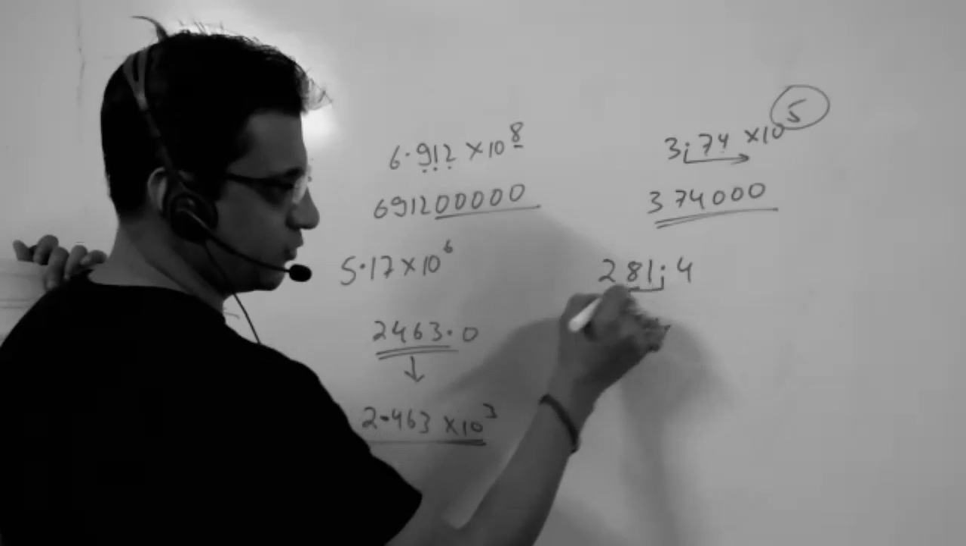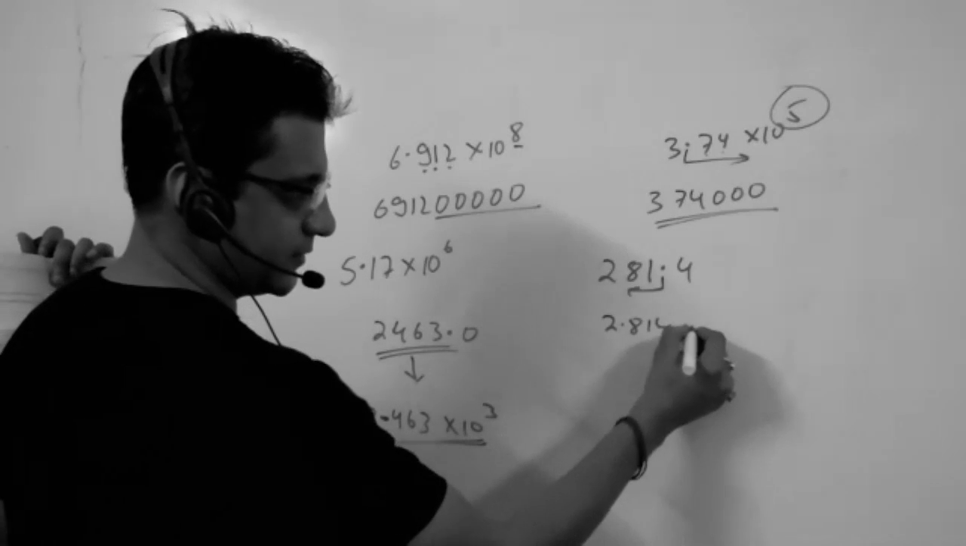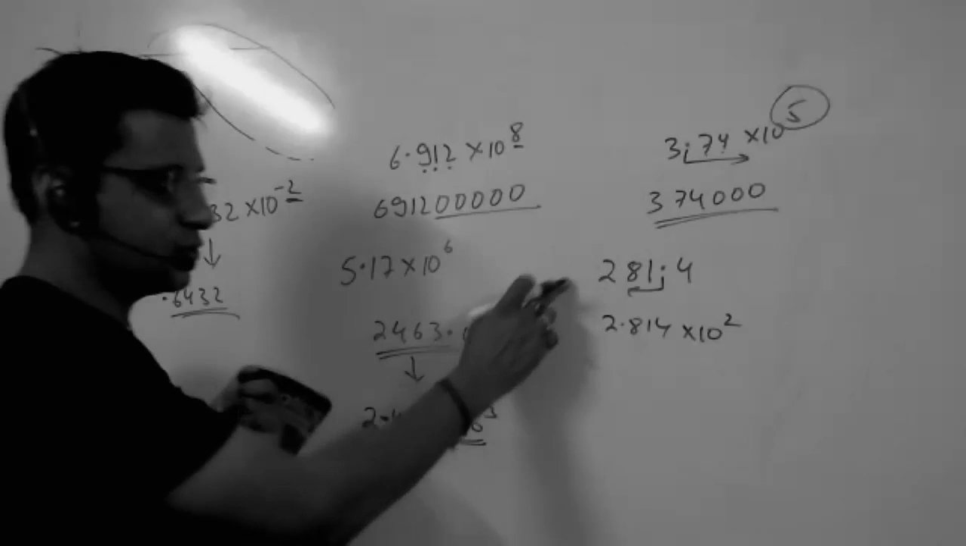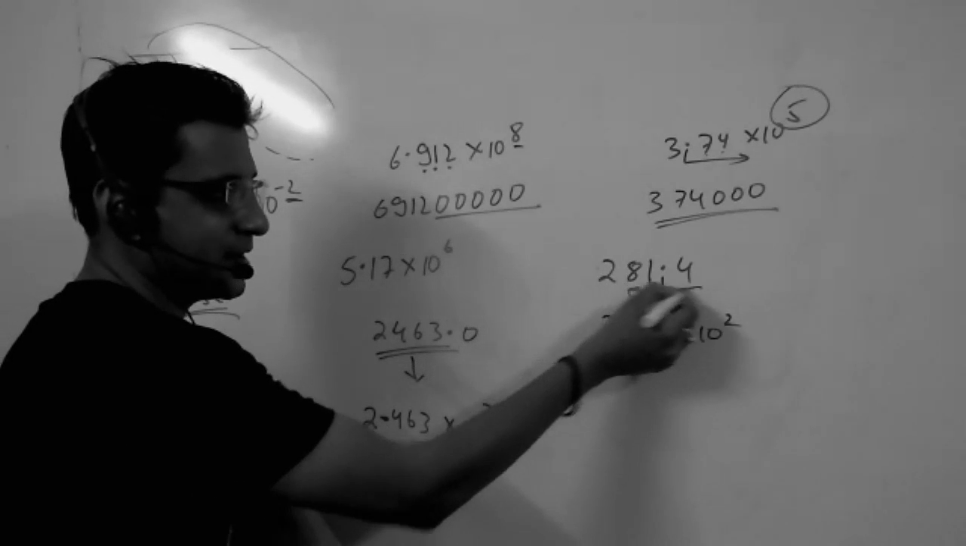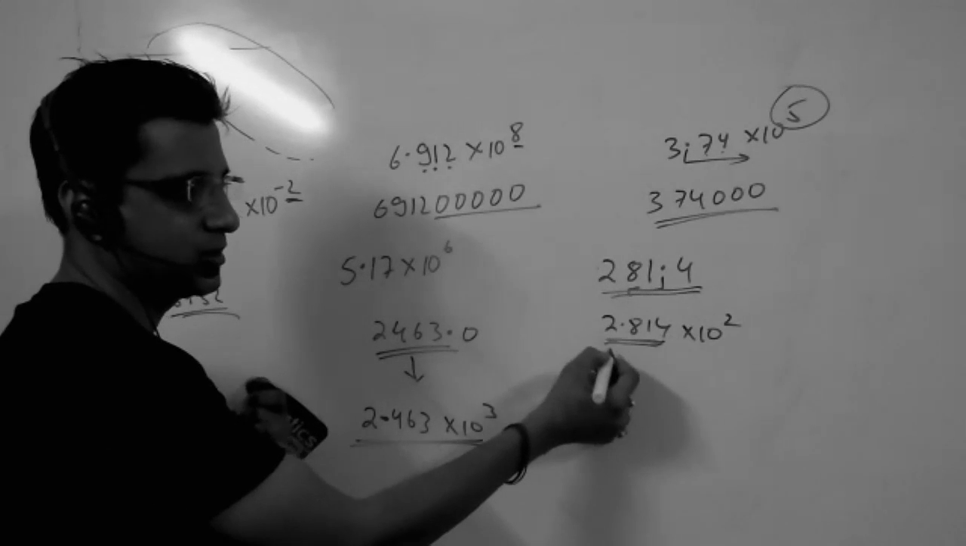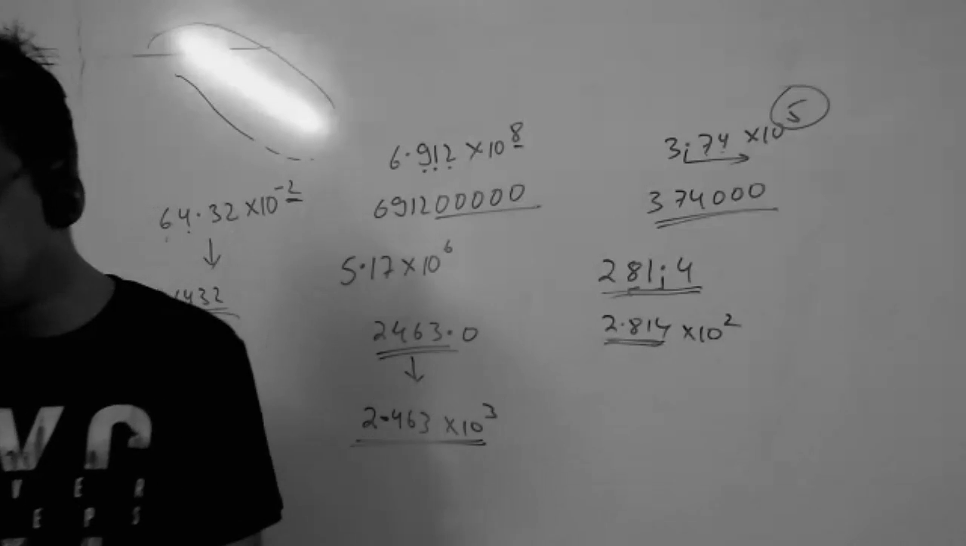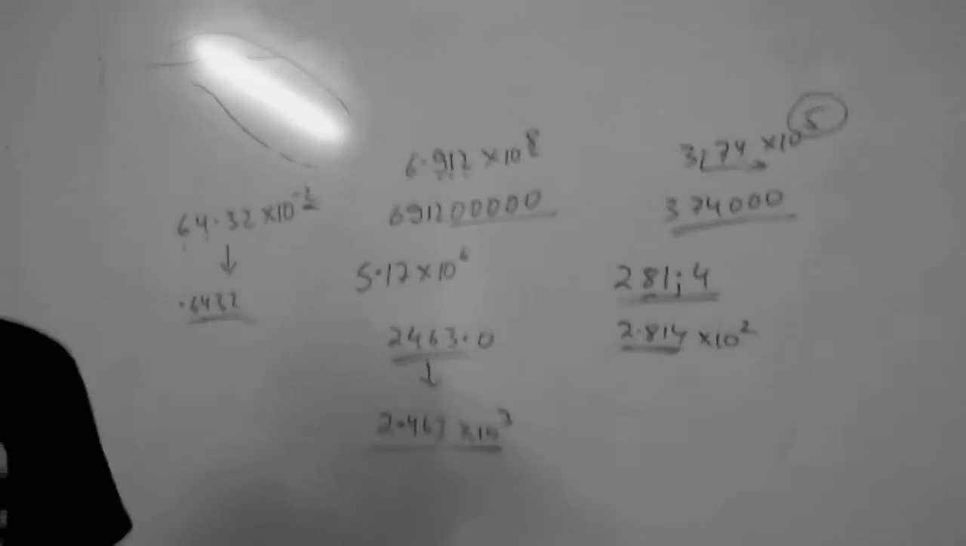The decimal place you have moved left hand side. So it will be 10 to the power 2. A bigger number you are making small, so you have to multiply with a positive power. So is it clear, guys? Is it clear now? Yes, sir.